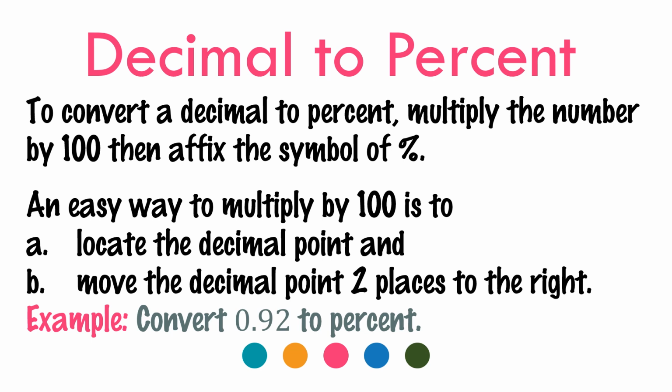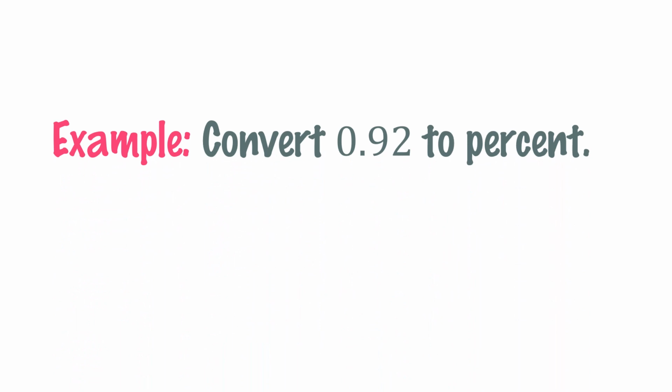An easy way to multiply by 100 is to locate the decimal point, and move 2 decimal places to the right. Again, I repeat, 2 decimal places to the right. So as an example, let's try to convert 0.92 to percent. By doing so, we locate the decimal point in between 0 and 9. So that is here. And we move 2 places to the right. So moving it to the right means 1, 2. So we will have a final answer of 92%.